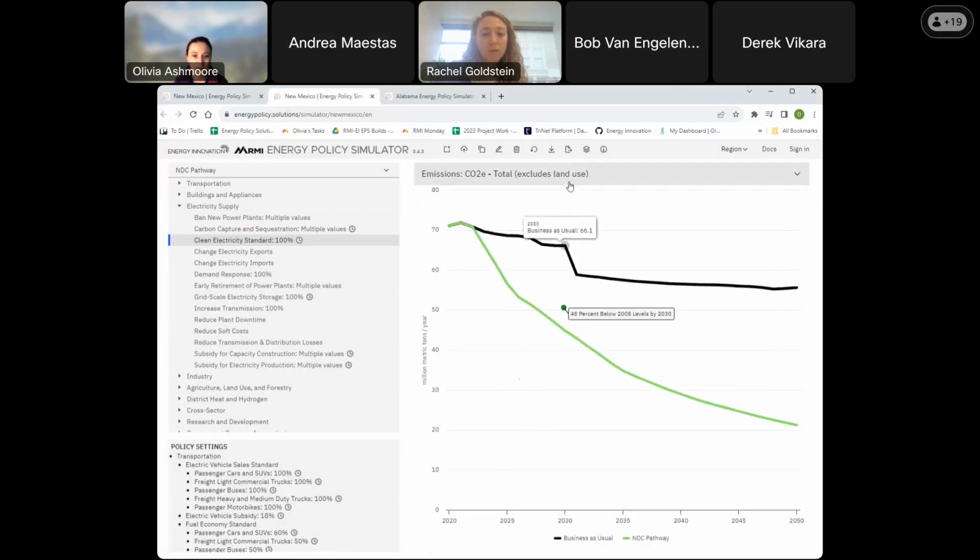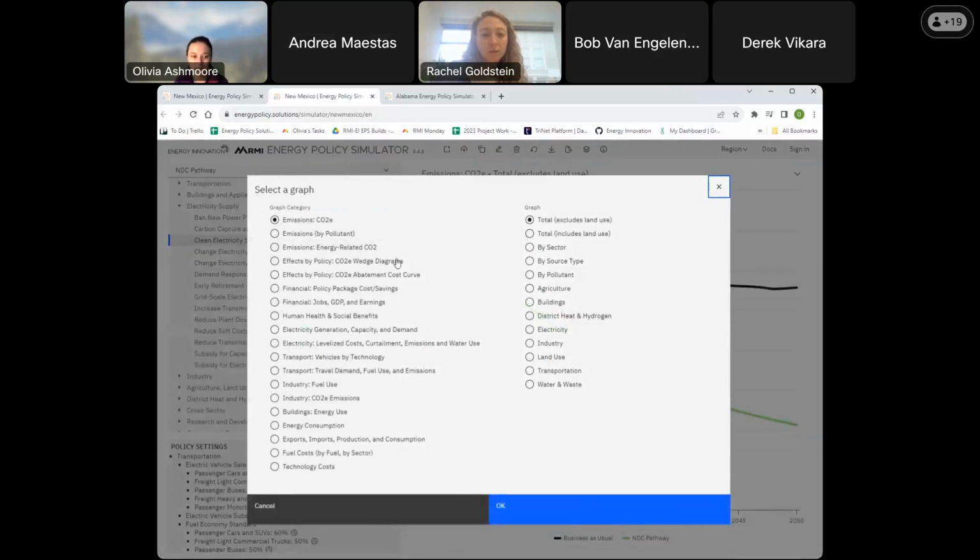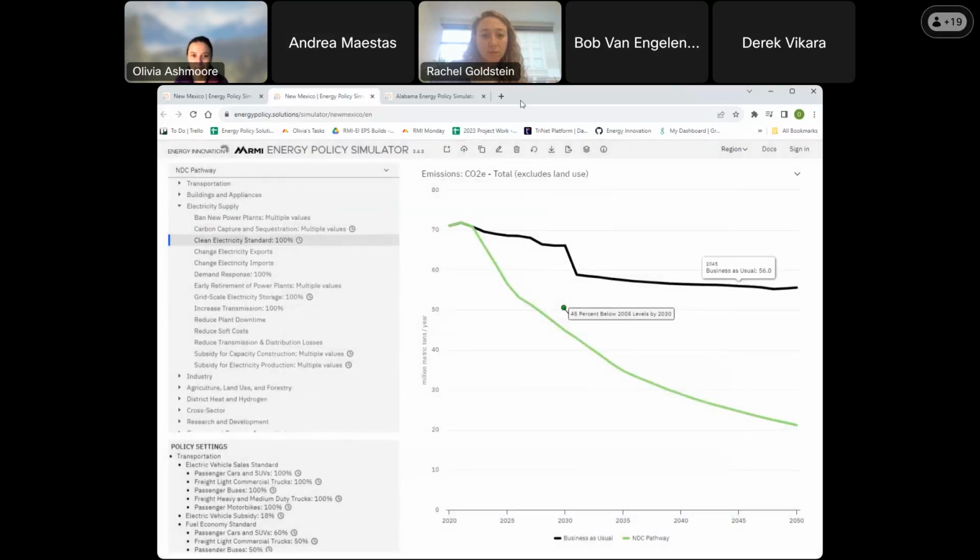And before I toggle to the graph that'll show the results, does anyone want to put in the chat or guess what policy would be most effective in New Mexico at reducing emissions? Can't actually see the chat, but hopefully people are responding and getting some good guesses.